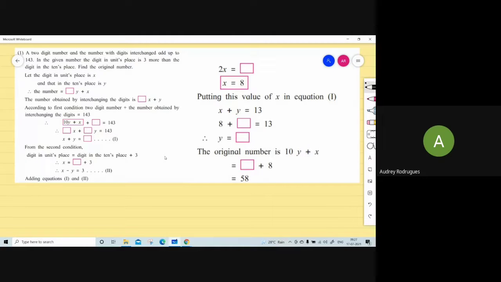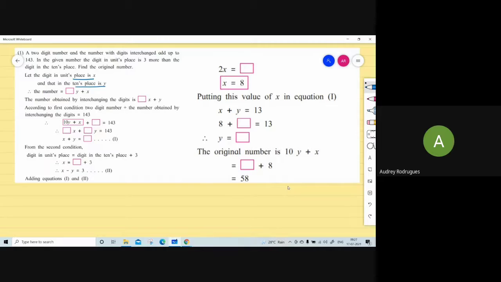But first, if you see the steps, let the digit in units place be x. They have already mentioned what will be the digit in the units place and what will be the digit in the tens place. So the digit in the units place is x and the digit in the tens place is y.